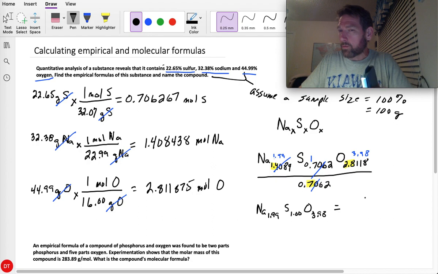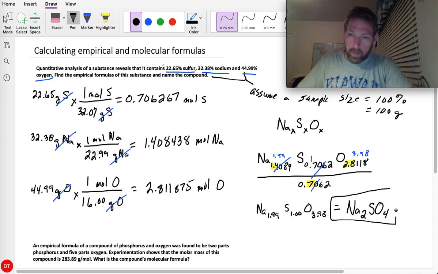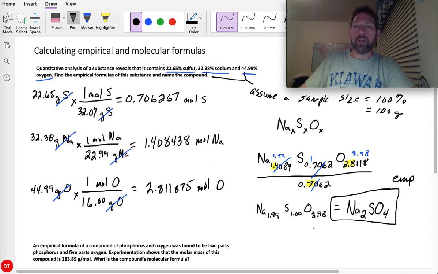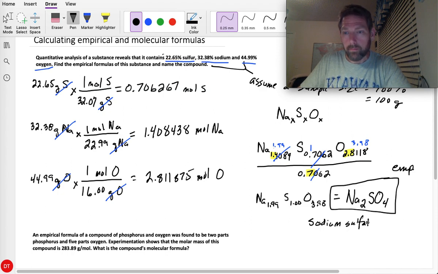Well, again, we have to use integer values, right? So 1.99, that's 2. 1.00, that's 1. Ones are understood, don't write them. 3.98, that's 4. Now we've got something that looks extremely familiar. There's our formula. This is our empirical formula. And for the part that says to name the compound, we just go back to our basic chemistry, and we know that we've got sodium sulfate.